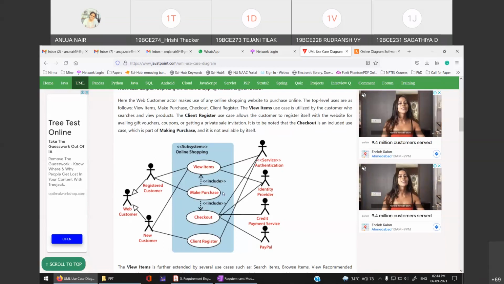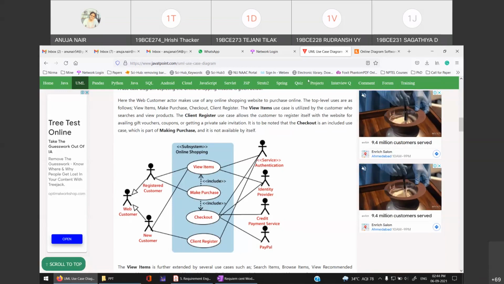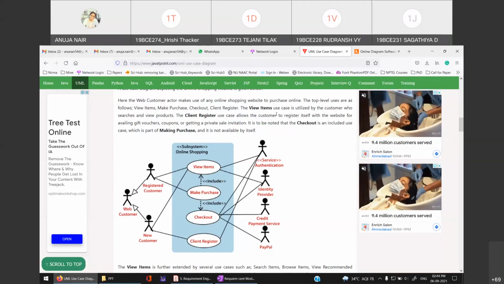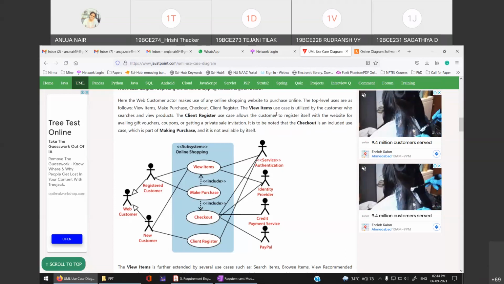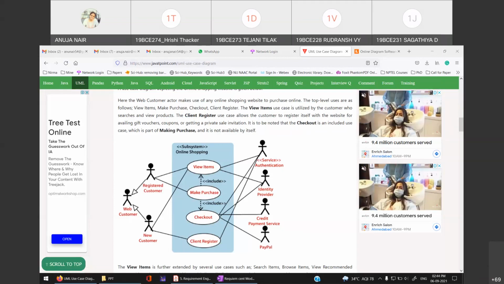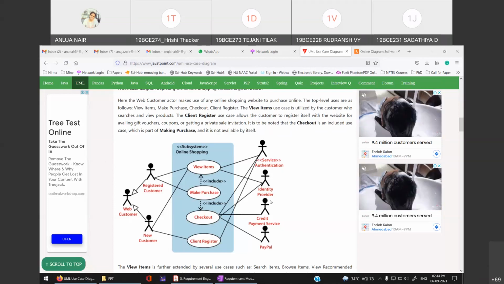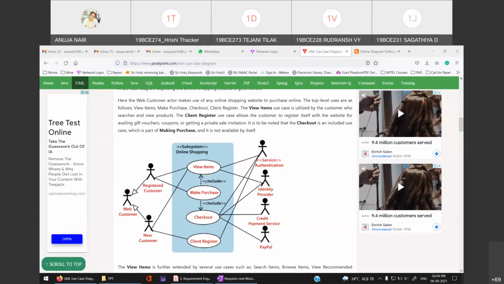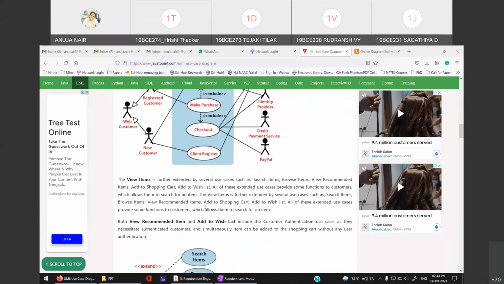Am I understood? Is this much understood by all of you? Please let me know. Yes, please let me know if you have any doubt till now, because later on I am going to go further into relationships. So for that, you should understand the basic concept of use case diagram.